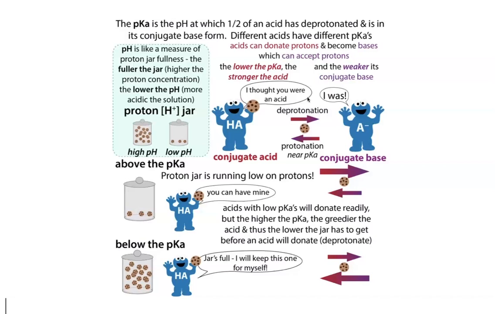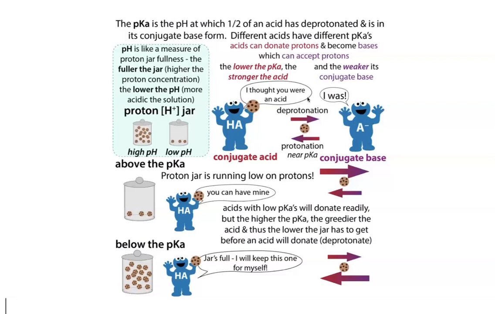And so what's going to happen is that you're going to be more likely to find it in that base form. So it can get kind of confusing, because the stronger the acid is, the more likely you are to find it in the conjugate base form. And the stronger the base is, the more likely you are to find it in the conjugate acid form. So when you're trying to predict whether an acid will be stronger or weaker, you need to be thinking about which of these forms is going to be more stable.